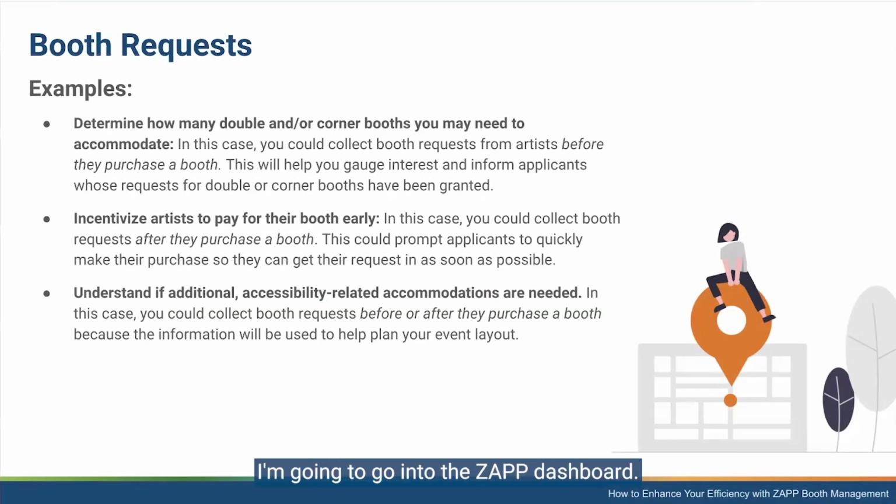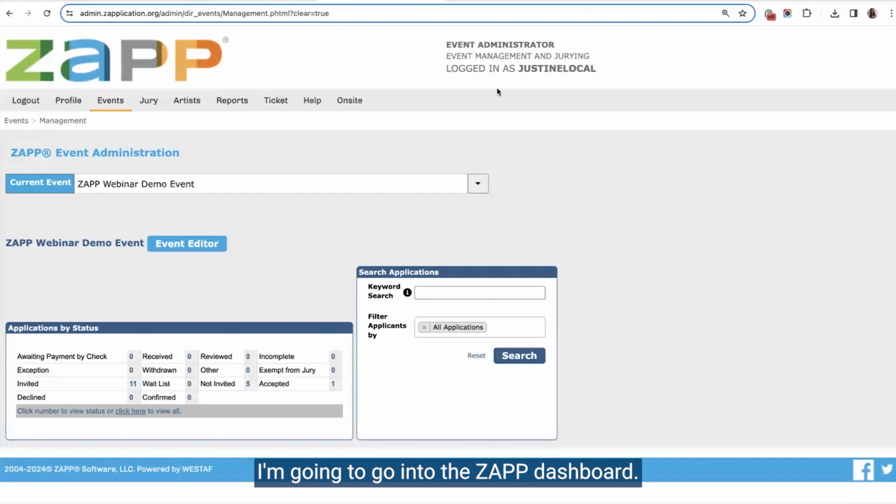So let's get into it. I'm going to go into the ZAPP dashboard. I'm logged in here as an administrator. And the first thing I'm going to do, before I even go to the booth request tool, is make sure all my products are set up.